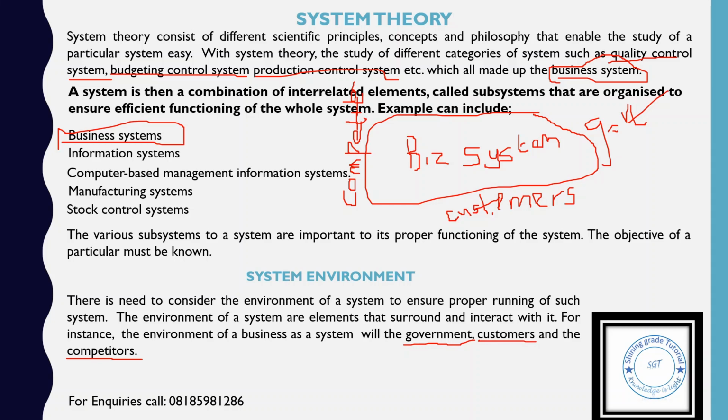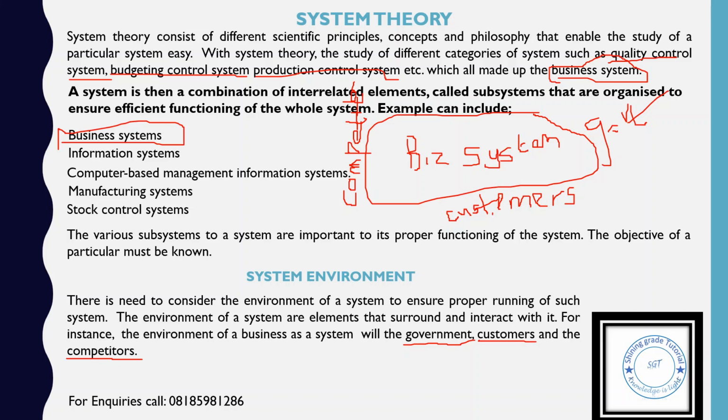Alright, we have a political and legal constraint. The government can put in some kind of laws and policies that will prevent the achievement of the aim of the business system, so that we can have delays in product completion time. There might also be technological advancement, and things like that.